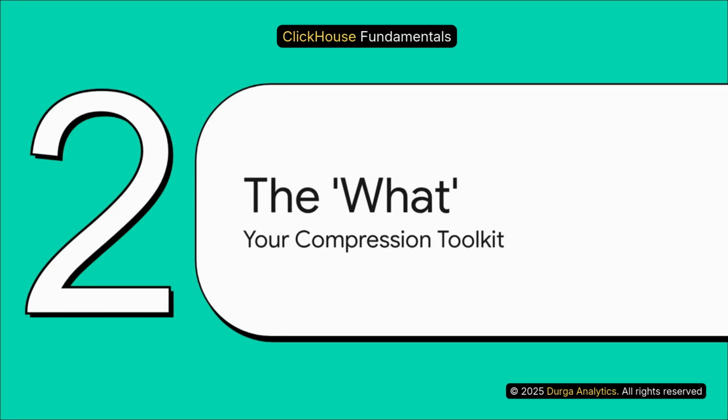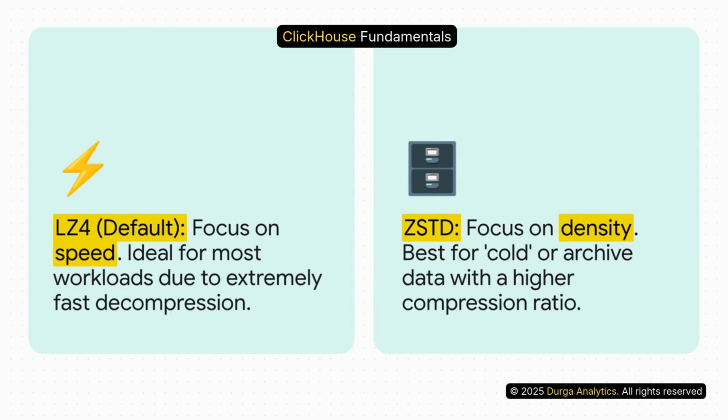Let's shift gears to the what. What tools does ClickHouse actually give us to manage and control this whole process? ClickHouse gives us a really clear choice between two main general-purpose algorithms. First, you've got LZ4. It's the default for a reason. Its focus is pure speed. Decompression is so incredibly fast that the CPU almost never becomes a bottleneck. It's perfect for your hot, frequently queried data.